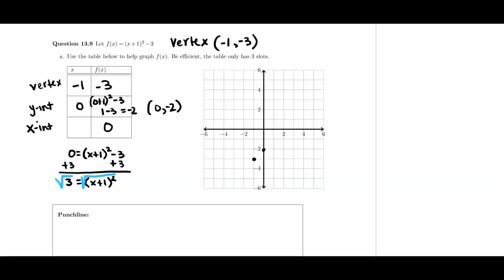Okay, now we're going to square root both sides. And so that gives me not just the square root of 3, but remember now that's plus or minus the square root of 3 equals x plus 1. The square root and square cancel each other out, and now we just need to subtract that 1 over. And we'll put it out in front of that plus or minus sign. So we've got -1 plus or minus the square root of 3 is what x equals.